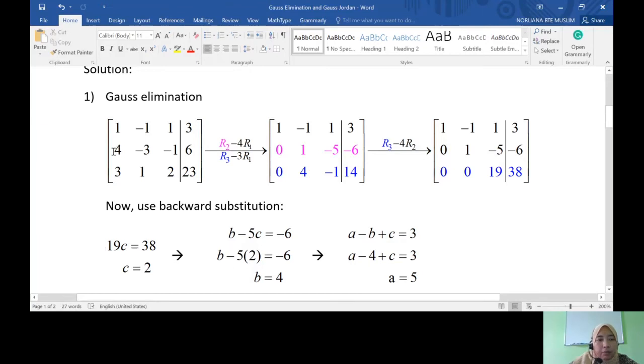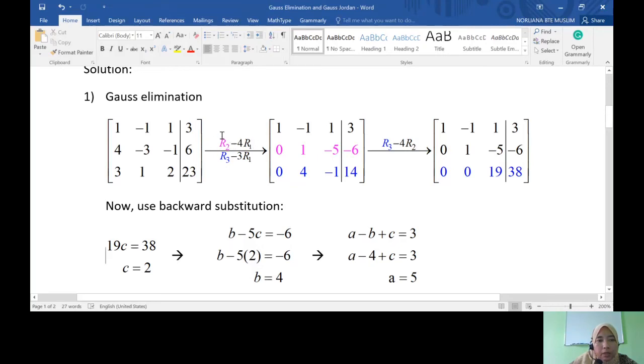For the leading digit, we use the formulation with row number 1. Let's start with row number 2. Row number 2 has 4, row number 1 has 1. In the formulation, we write down the row that we want to change in front, row number 2, and then we choose row number 1. So this is the created formulation.